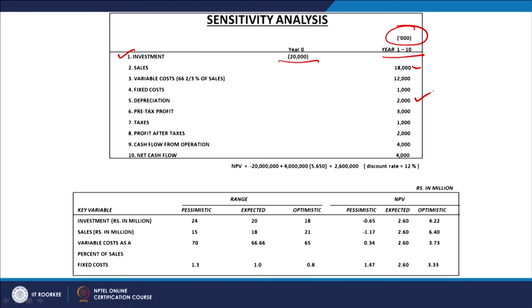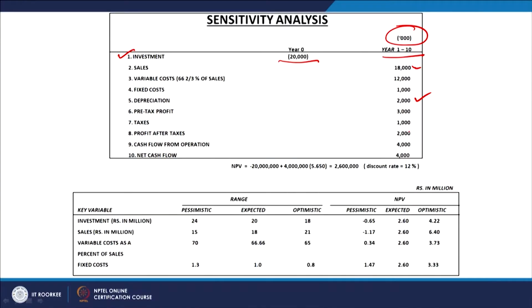20 lakhs, 2 millions of depreciation is going to be there, because 20 millions is the total investment we are going to make. So, it means the depreciation is going to be 10%, and the salvage value expected out of it is 0, right. So, total plant and machinery is going to be depreciated at the end of the 10 years.